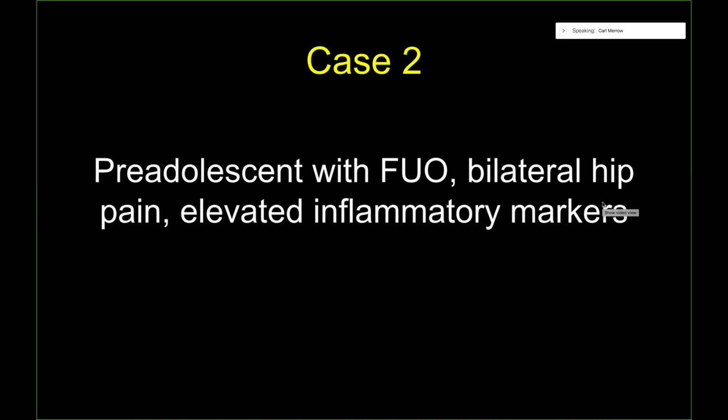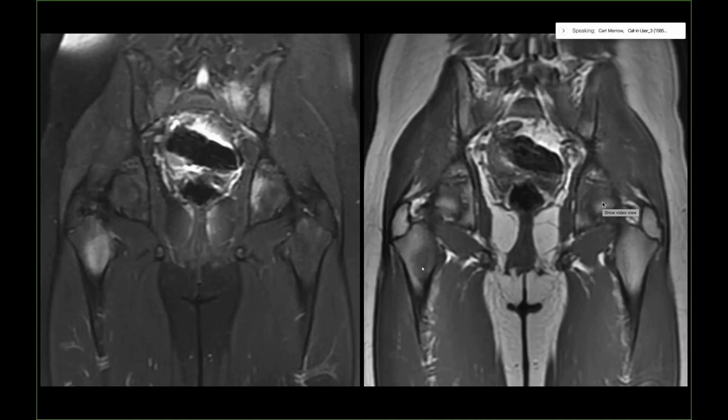And then started having some bilateral hip pain and was found to have some elevated inflammatory markers. And the initial radiographs of the pelvis were normal, and that led to an MRI. So on the left, we've got a coronal STIR, and on the right, we've got a coronal T1.